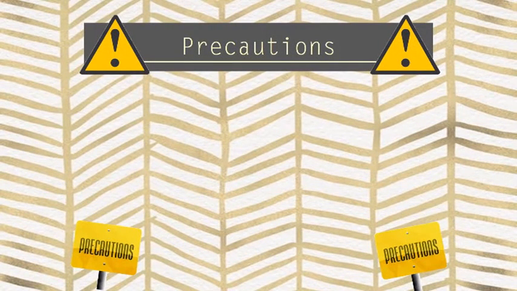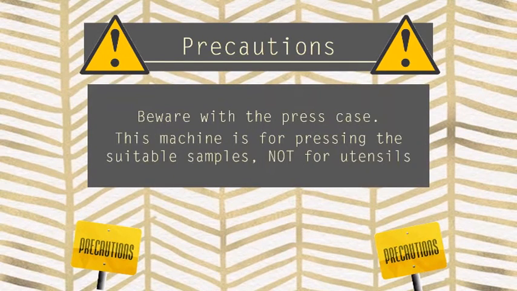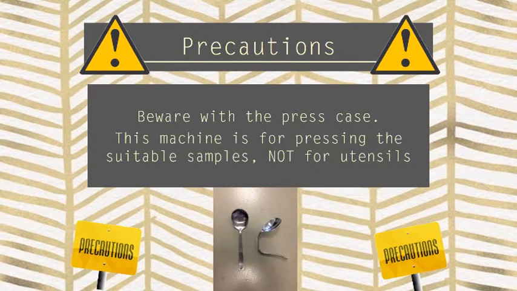As for the precaution, you should beware with the press case. Make sure that your hands are not near the press case and make sure your hands are dry when you handle utensils such as spoon. Unless the press case will harm your hands or make your utensil crooked as shown on the picture.